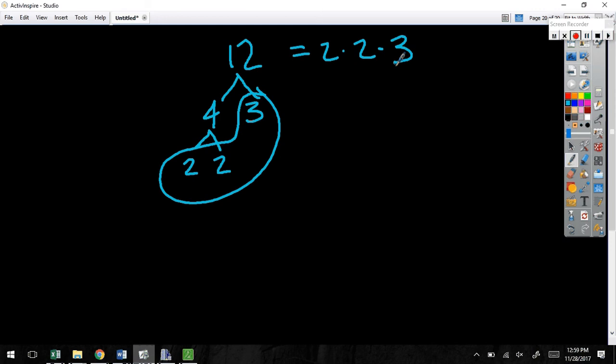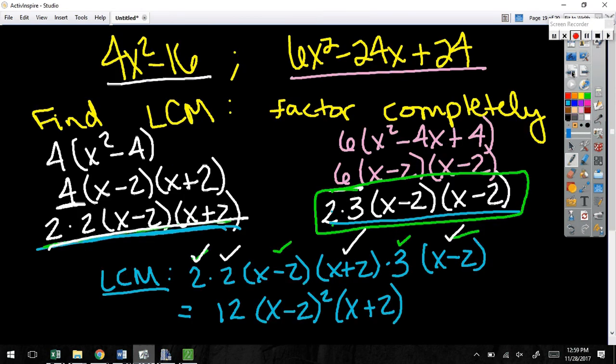What does that have to do with this? It helps us find the least common denominator. If I hadn't done that, I would have a 24 in here because I would have put the 6 and the 4 instead of the 12. 12 is the least common multiple of 4 and 6.